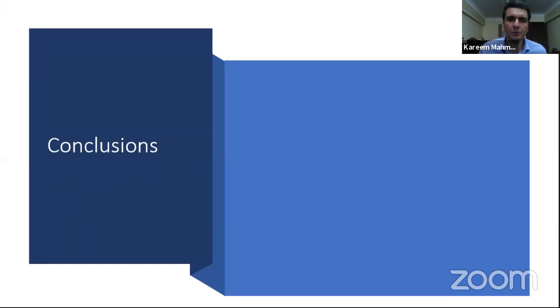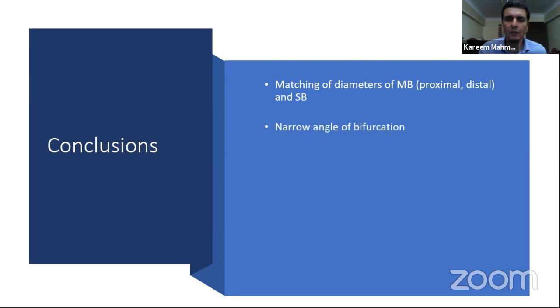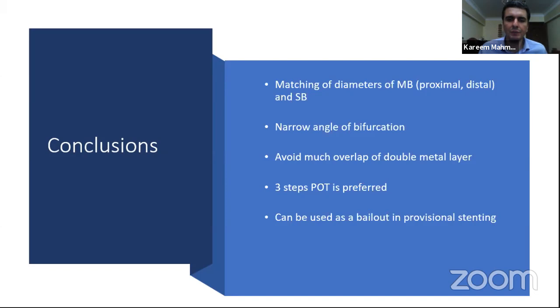And here I reach the conclusion that we need a matching of the diameter of the main branch, proximal and distal, and the side branch. We need a narrow angle of bifurcation for the success of this technique and to decrease worse future outcomes. We should avoid much overlap of the double metal layer in the main proximal vessel. Three-step POT is introduced and is preferred now. And the Culotte can be used as a bailout technique in provisional stenting. And we reviewed a comparison of the two-stent techniques, mainly Culotte versus crush and Culotte versus the TAP technique. Thank you so much.